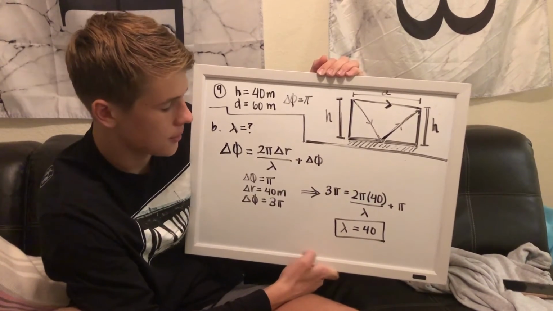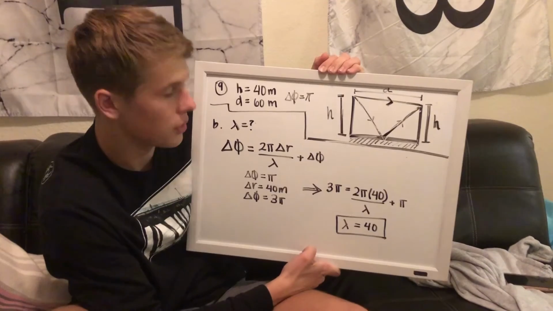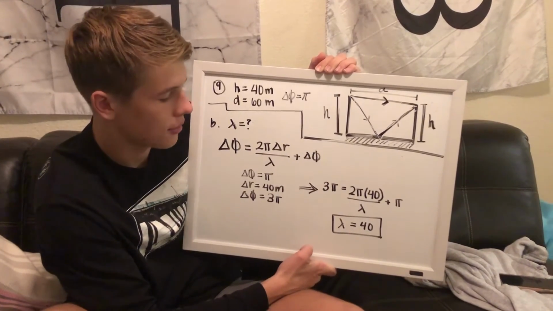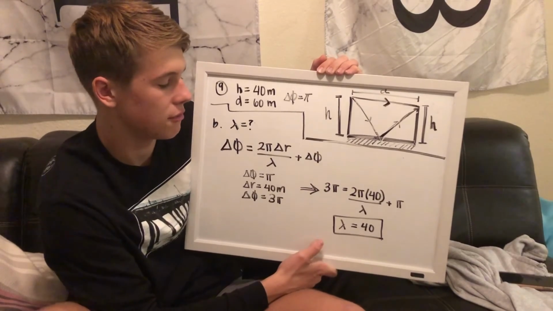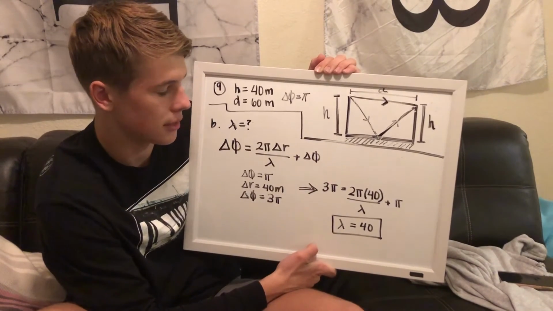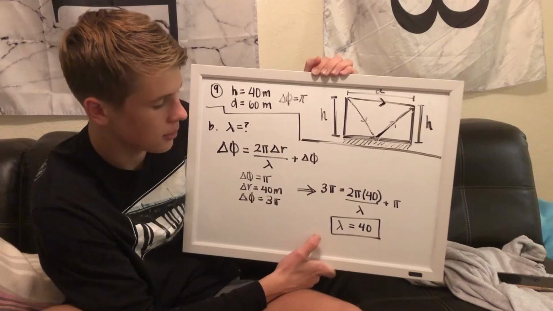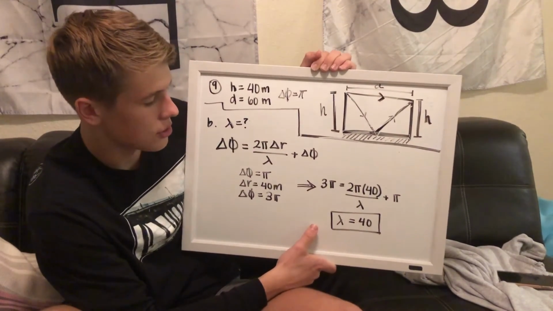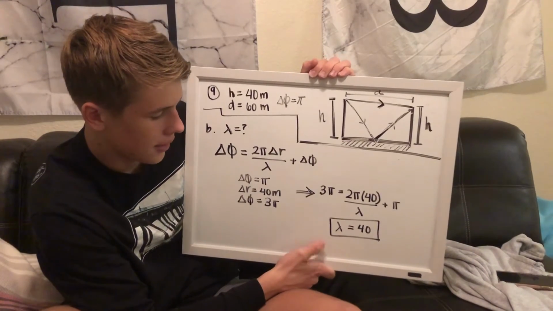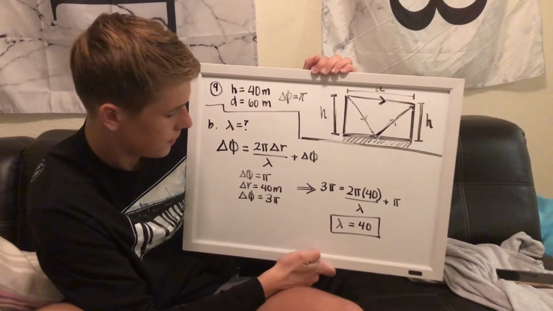So we use the next odd multiple of pi, 3 pi, and the reason why it can't be 5 pi or 7 pi or something greater than 3 pi is because that would result in a smaller wavelength, because the denominator would have to be smaller. So here we solved, and we got lambda equals 40.